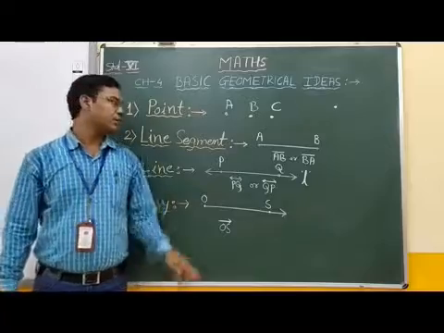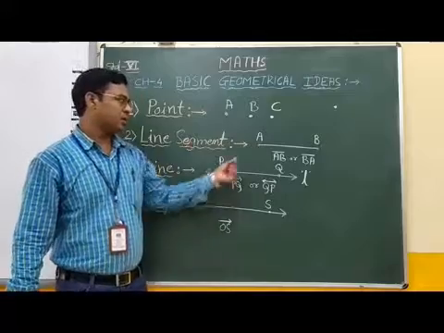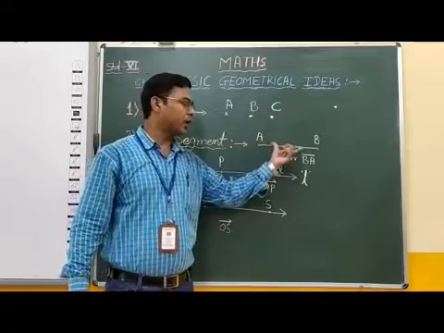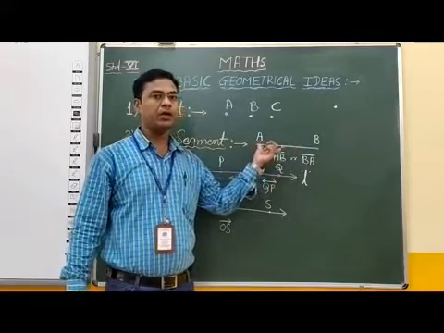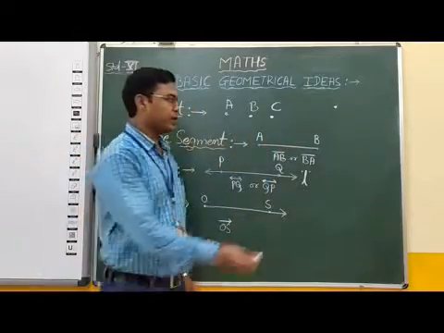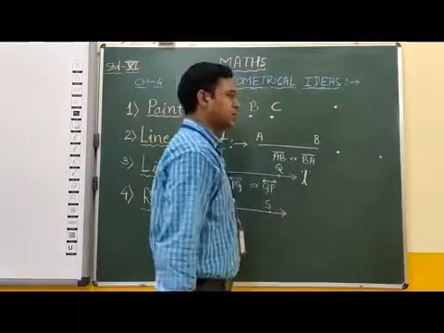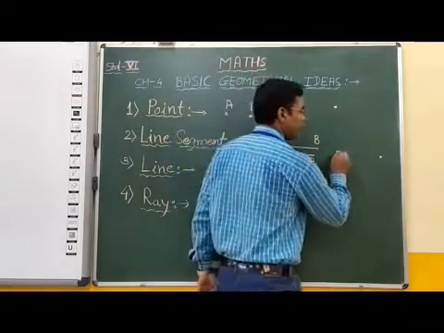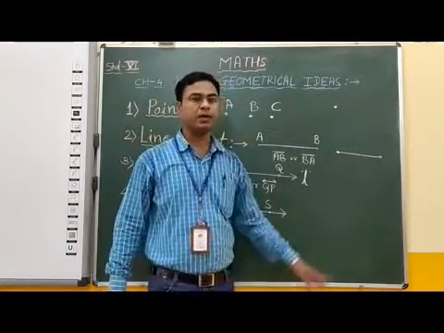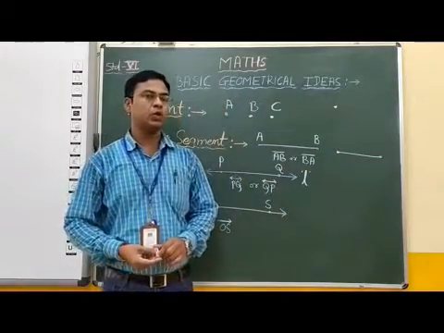Now next, line segment. If we take 2 points and draw the shortest distance between them, then we will get a line segment. In another way, if we take 2 points and join them with the help of a scale, then we will get a line segment. Line segment has 2 endpoints.